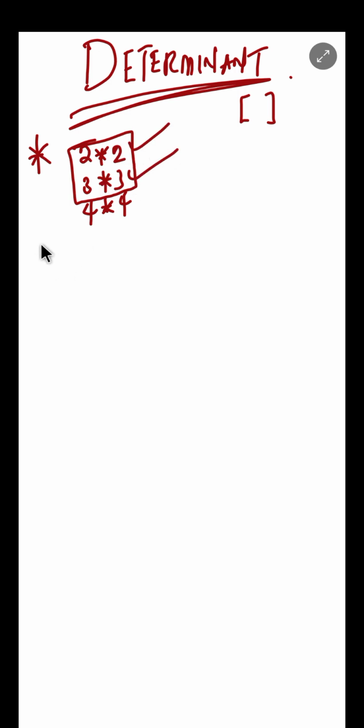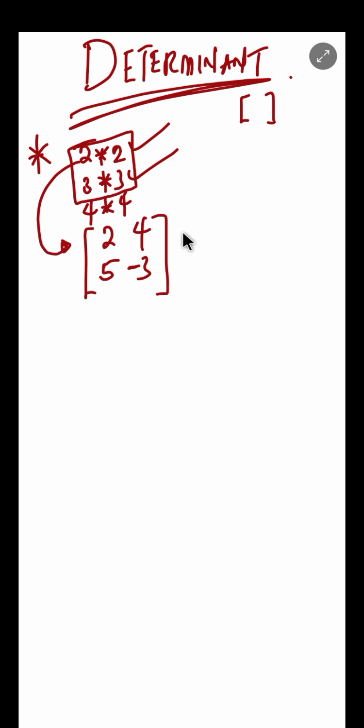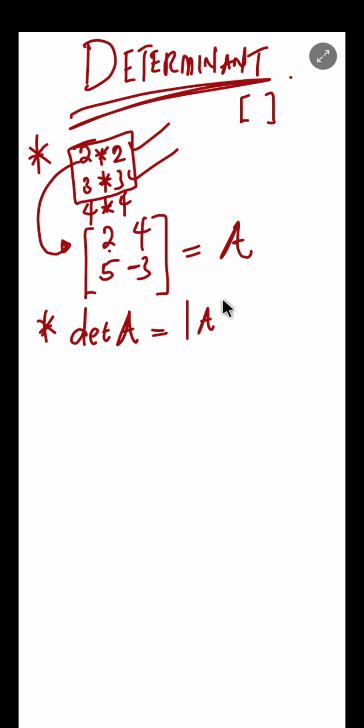Please take note. An example of a 2 by 2 matrix, you are all familiar with that. Let's say you have 2, 4, 5, minus 3. This is a 2 by 2 matrix. So I can go ahead and find the determinant of this matrix. If matrix A is this, then we denote the determinant of this matrix as det of A, or you write it like this. This is also the determinant.